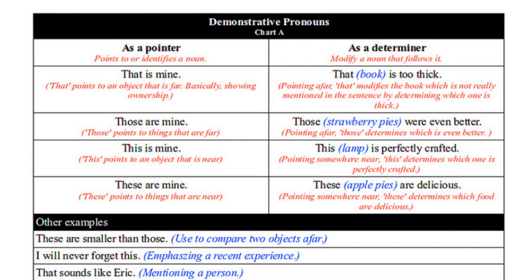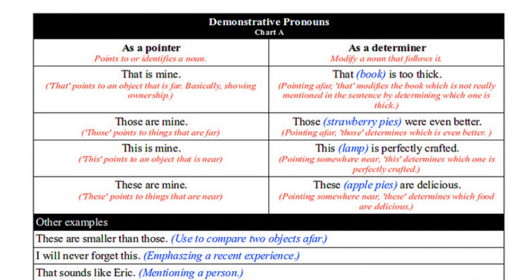That book is thick. Pointing afar, that modifies the book which is not really mentioned in the sentence by determining which one is thick. Those strawberry pies were even better. Pointing afar, those determines which are even better. This lamp is perfectly crafted. Pointing somewhere near, this determines which one is perfectly crafted. These apple pies are delicious. Pointing somewhere near, these determines which food is delicious.